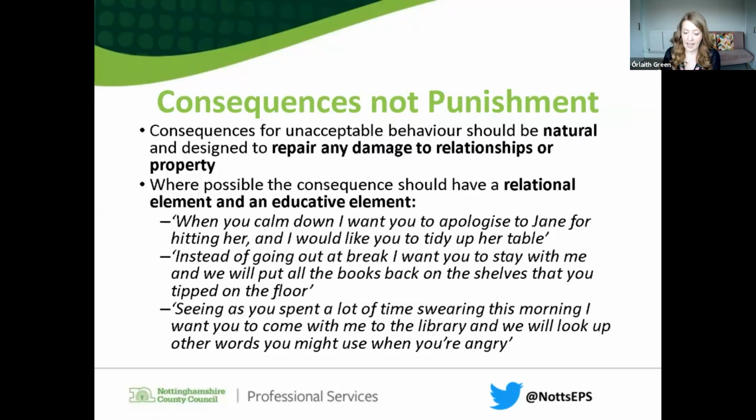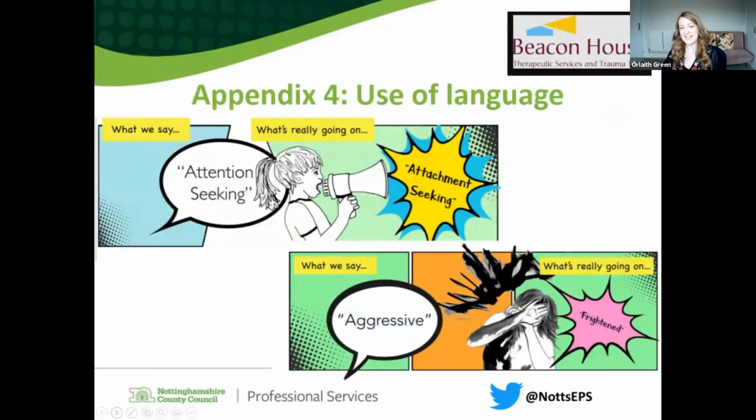There's the repair, and also the learning. If you knock all the books off the shelf, someone's got to put them back. You've done it, you'll put them back, but I'll be with you. So it's quite a helpful formula there. Okay. There's a resource then about the use of language.